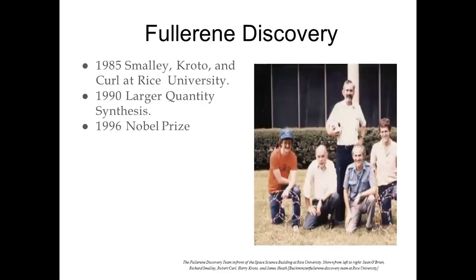The fullerene discovery: credit was given in 1985 to Smalley, Kroto, and Curl at Rice University. In 1990, they were able to synthesize larger quantities of this material, and they were awarded the Nobel Prize in 1996. This shows a picture of these people over on the side. It shows Smalley on the left, Curl, and then Kroto and Heath. Oh, I'm sorry, starting left to right is Sean O'Brien, and then it moves to the left.